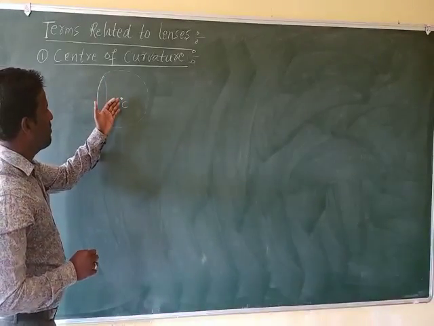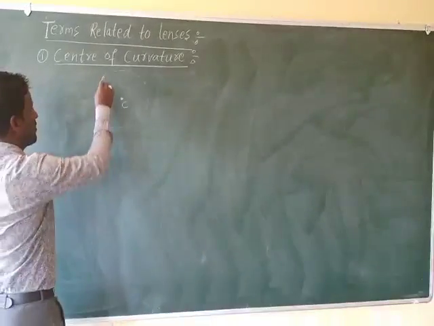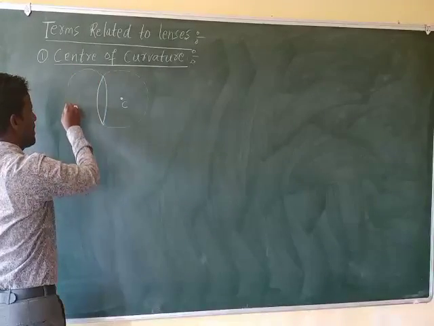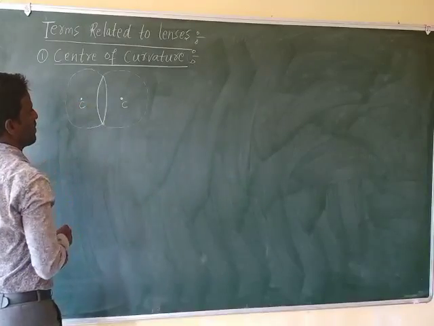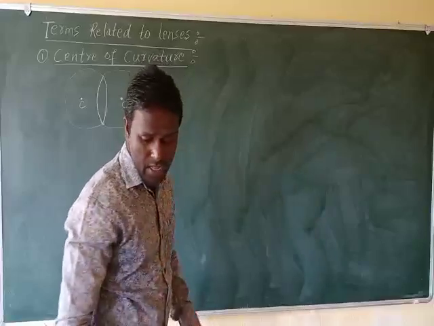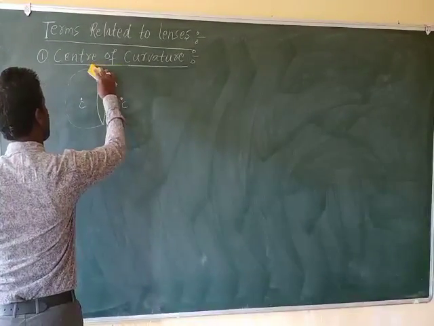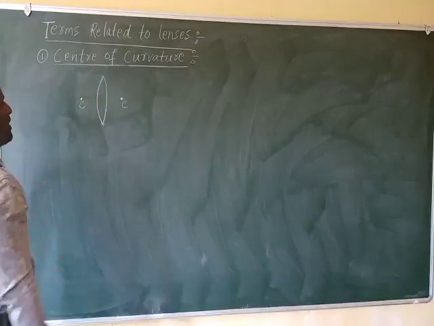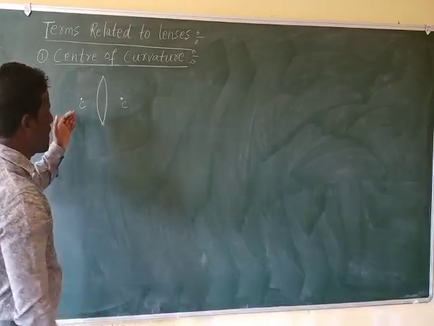Because for this sphere, the spherical surface is a part. So see, for this one, if this is the sphere, here is the center of curvature. So for a lens, how do we define the term center of curvature? Center of curvature is the center of the sphere of which the surface of the lens forms a part.